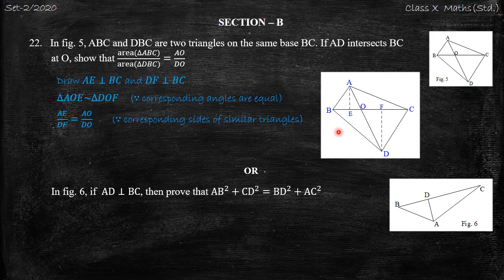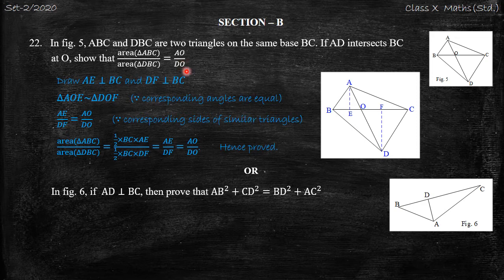Now we want to make the ratio of the areas of the triangles. You know the area of triangle ABC equals half times base times height, and this also is half times base times height. And here half BC will get cancelled. So AE by DF, you already know that is AO by DO, and it is proved.